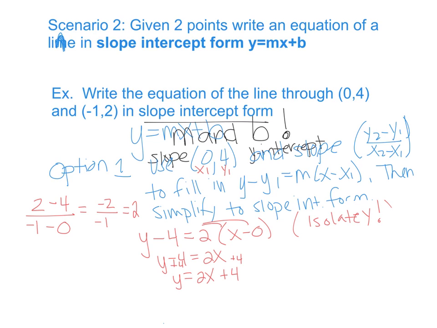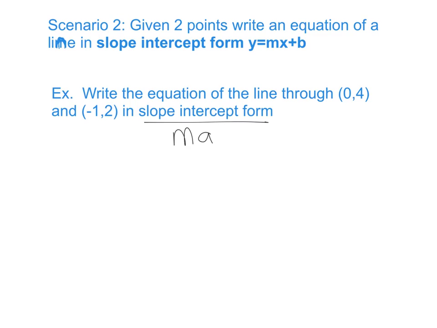Isolate y. Option 2 is to plug directly into y equals mx plus b. In this case, we can plug in an x, a y, let's do that in a different color. We can plug in an x, a y, and we can also plug in m by calculating it.